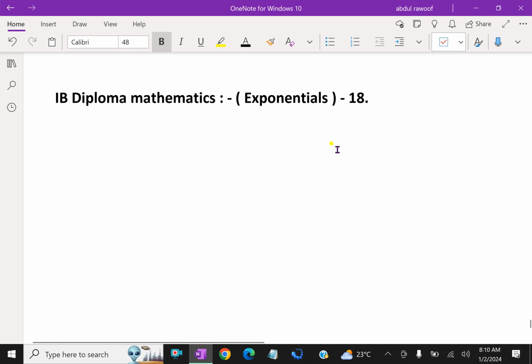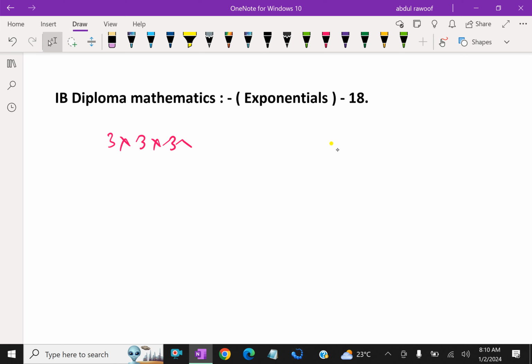We often deal with numbers that are repeatedly multiplied together. For example, 3 into 3 into 3 into 3 into 3, like it goes. Here, first, how many 3's are multiplied together? 1, 2, 3, 4, 5. So, this can be written as 3 power 5, which means 3 is repeatedly multiplied 5 times.